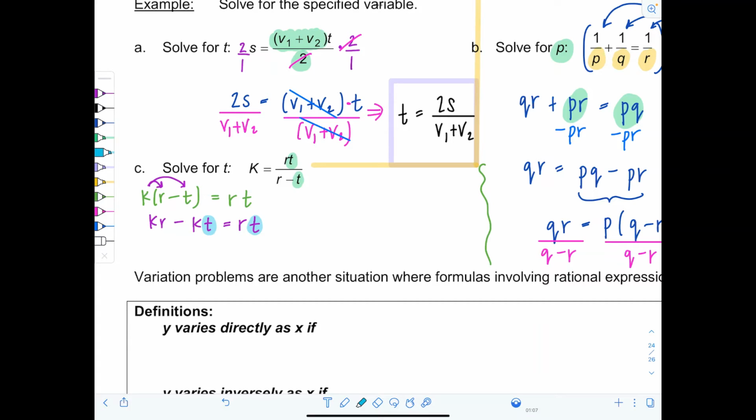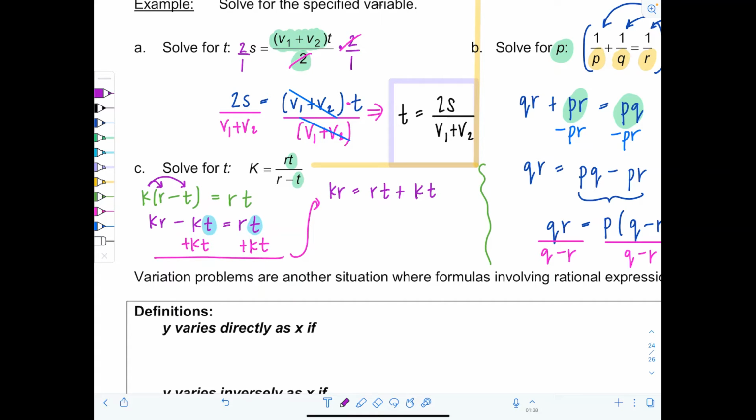And think back to example B. You want whatever variable you're solving for, all of the terms that have that variable, to be on the same side of the equation. And then all the terms that don't have that variable, the ones that don't have t, have to get exiled to the other side. So I'm going to add kt to both sides. Okay, and then let's see what we're left with here. So now I have kr is equal to rt plus kt.